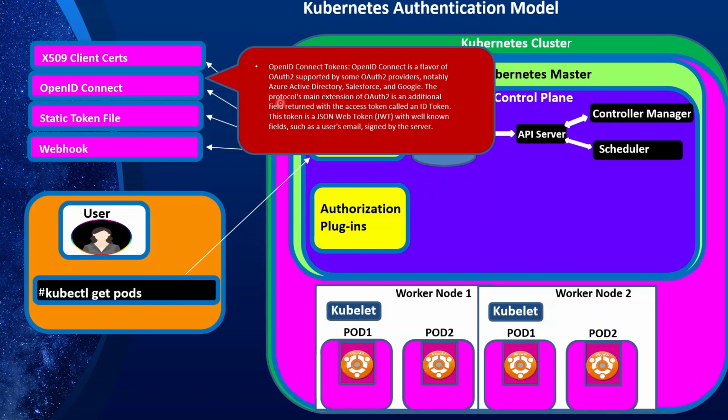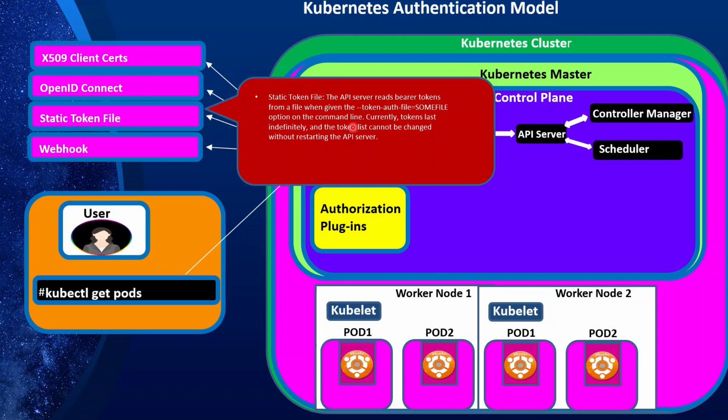The difference between OpenID Connect and OAuth 2 is that OpenID Connect depends on OAuth 2, but it has an additional field returned with the access token called the ID token. This ID token is really a JSON web token, and that has the claims, that is the information and attributes about the user, such as username, organizational unit, email, and so on.